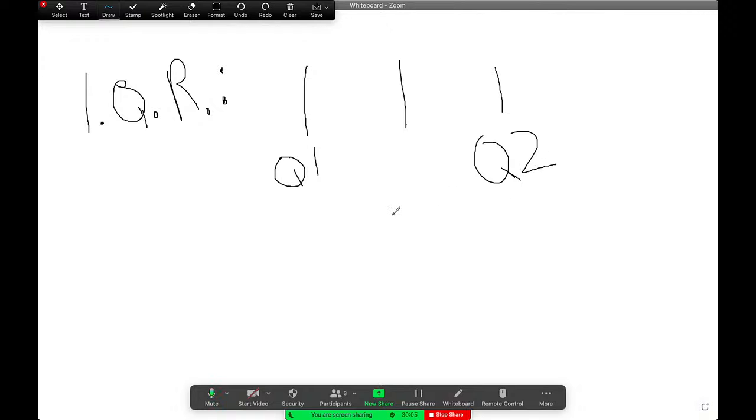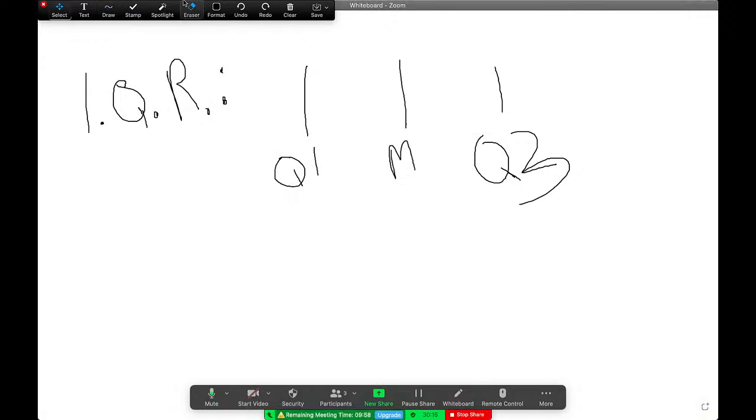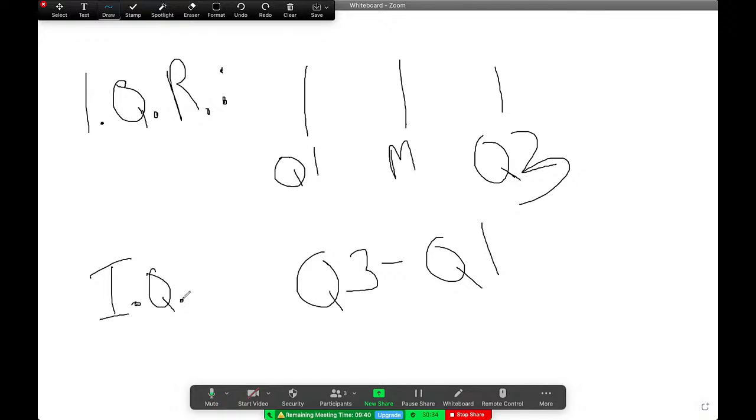Q2, and then now you have to find the difference. Sorry, this is not Q2, this is Q3. This is the median. Okay, so now you have to do Q3 minus Q1 to get the IQR. And yeah, it's much easier than getting the standard deviation. It's pretty easy. It's not that hard.